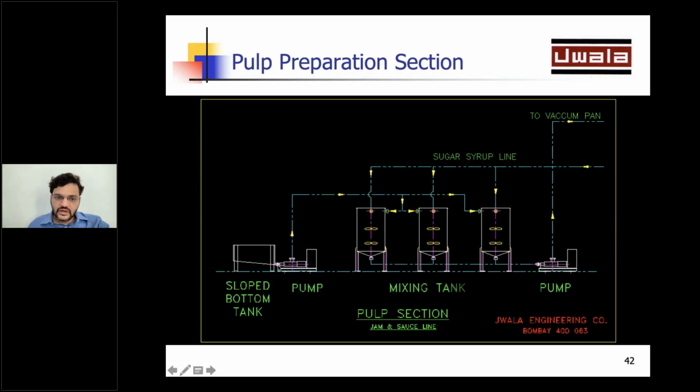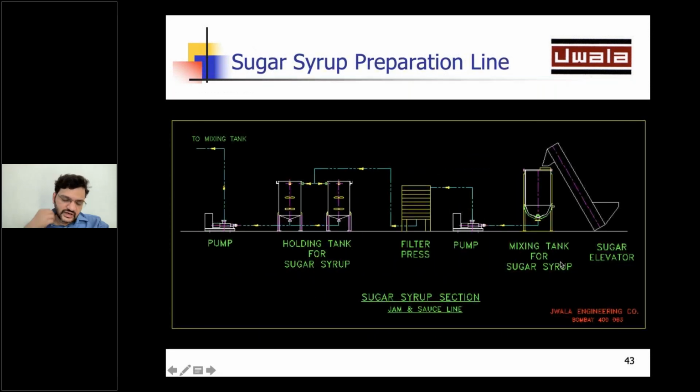So the pulp of mango is emptied in this tank, in a slow bottom tank. Then it is taken to the mixing section, where it is mixed along with sugar syrup. You can see from the arrows, the sugar syrup is coming from a separate line. So the pulp and sugar syrup are added to this tank. The mixing happens in these tanks. Then with the help of a pump, the product is taken for filling and packing.